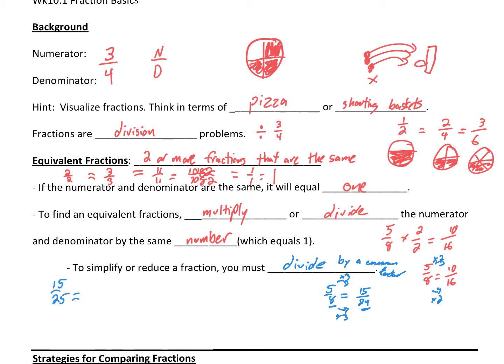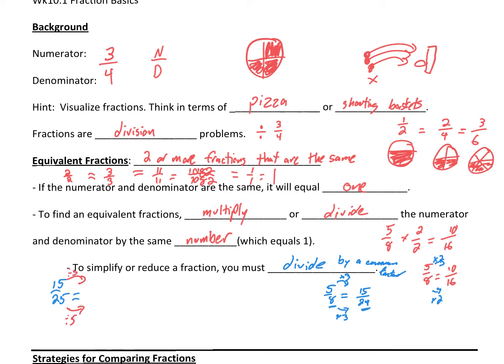Okay, so let's take the number 15 over 25. We could list all the factors of 15. We could list all the factors of 25, and we can divide them both by a common factor. To simplify it the most, or reduce it the most, we're finding the greatest common factor. Remember doing that? Okay. But right now, let's just find any common factor. What goes into 15 and 25? You're right, the number 5.